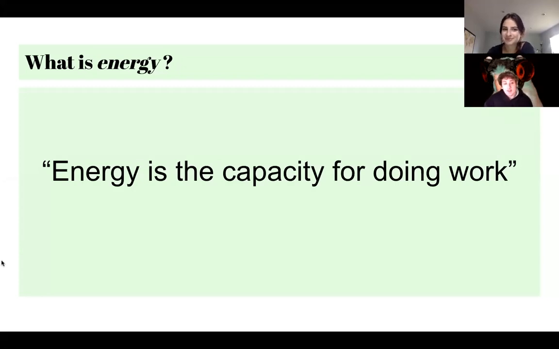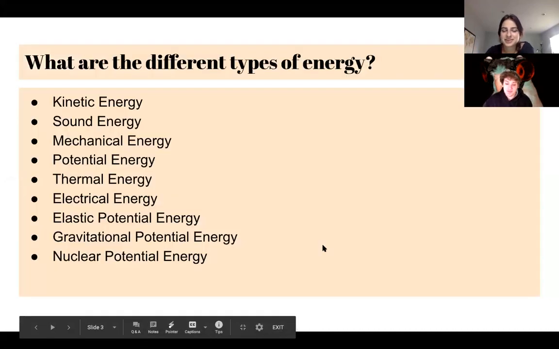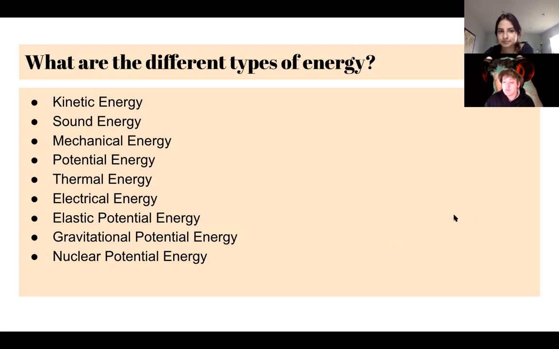So what is energy? The question that we are answering here, and energy is the capacity for doing work. And you may be wondering what work is, and we are not going to answer that in this presentation. There's lots of different types of energy. They're all listed on the screen here. There's kinetic energy, sound energy, and as you can see, the rest of them. But the main ones that we're going to be focusing on today are kinetic energy and potential energy, and the different types of potential energy.